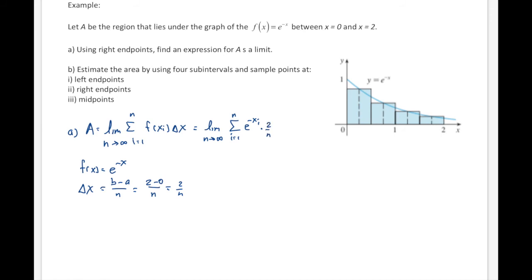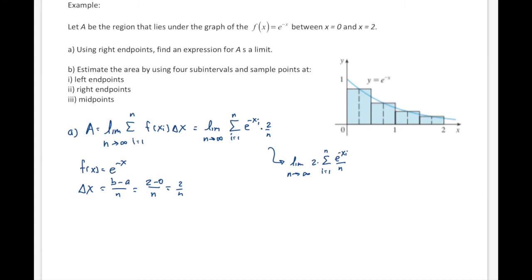And so neatening this up, using some properties of summations, since that 2 is a constant, we can factor that out. This is the limit as n approaches infinity of 2 multiplied by the sum from i equals 1 to n of e to the negative x_i over n. Done. I've written the area as a limit.